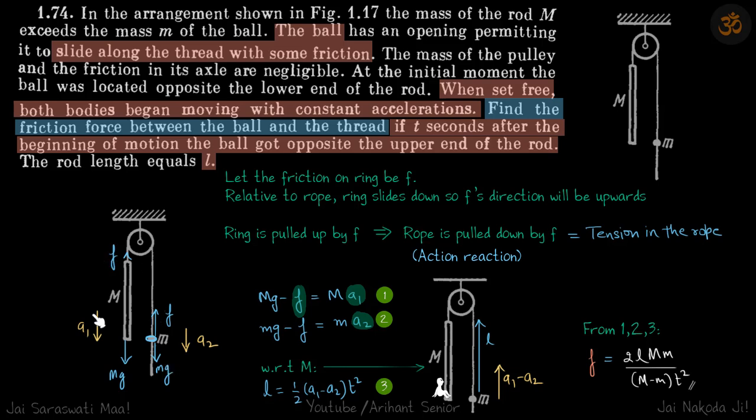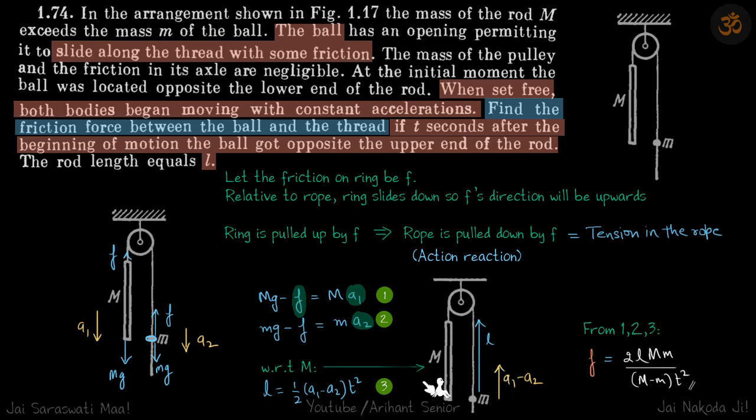So two equations we can write for the two blocks. And for the third equation, he has given the time it takes, that is t seconds. So relative to the rod, this ball will reach from here to here in t time. So its acceleration relative to the rod will be a1 minus a2 in upward direction, right?